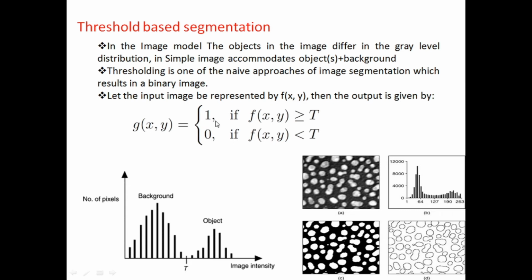So g of x comma y equal to 1 means it is a foreground. That means the input image pixel whose value is greater than the threshold value gives me a logic 1. And if the intensity value of a pixel is less than the threshold value, it gives me a 0. That is a background object, represented in black. This image is nothing but some boundary detection. Okay, I will discuss this in the further slides.